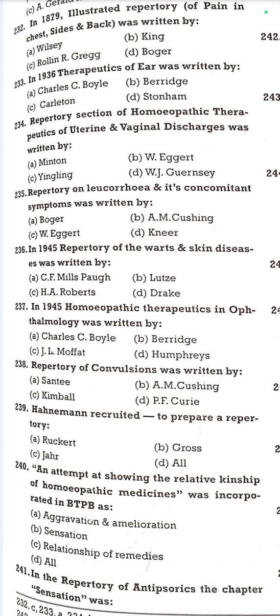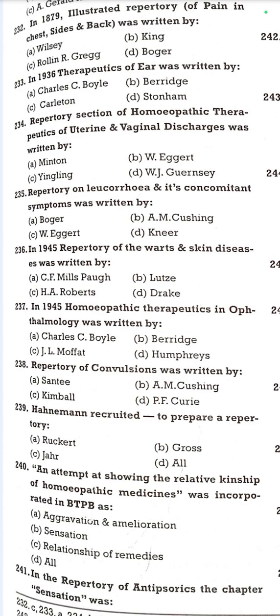Next question. Repertory on Leukorrhea and its concomitant symptoms was written by A. M. Cushing. Next question. In 1945, Repertory of the Warts and Skin Diseases was written by Drake. Next, in 1945, Homeopathic Therapeutics in Ophthalmology was written by J. L. Moffat. 238. Repertory of Convulsion was written by Santee.